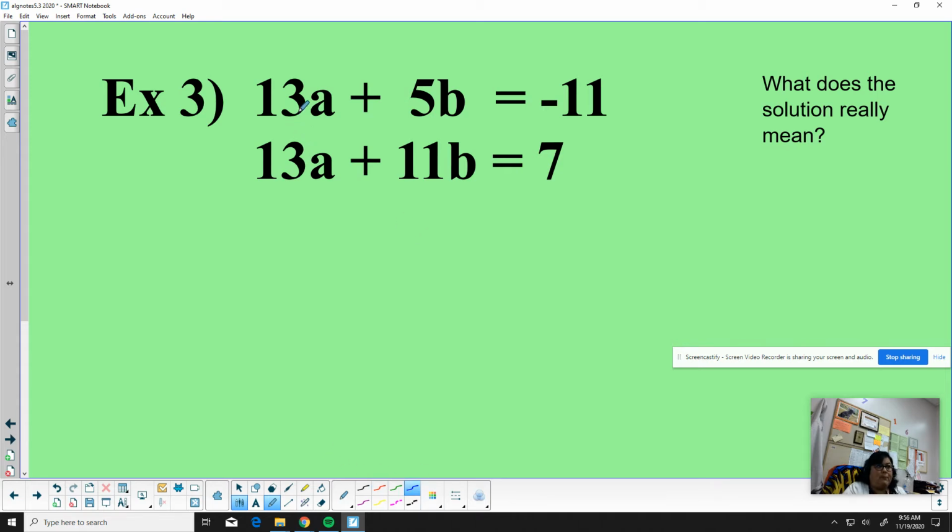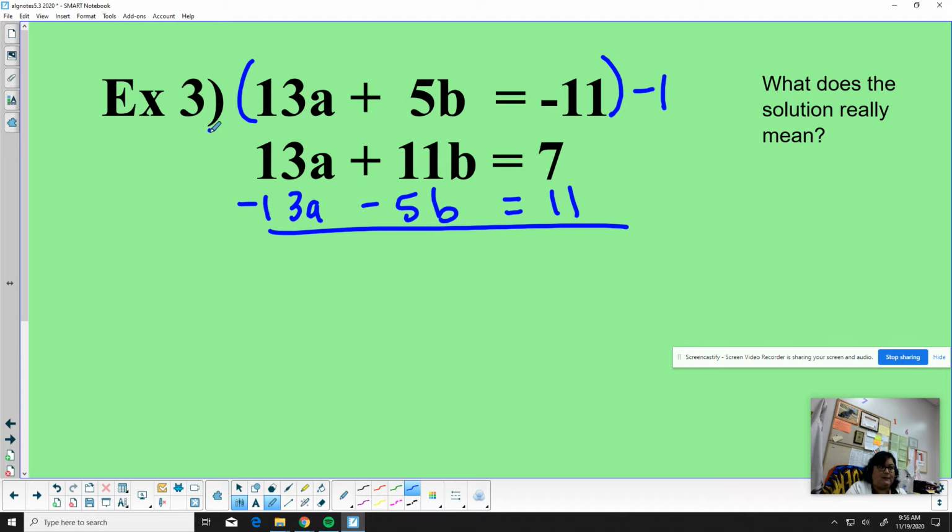All right, now there's a couple ways you could have done this. You could have multiplied the top one by negative 1 or the bottom one by negative 1. I'm going to go ahead and do the top one this time. It doesn't make a bit of difference which one you did. We're still going to get the same answer. So if I do that, that's going to give me negative 13a minus 5b equals 11.